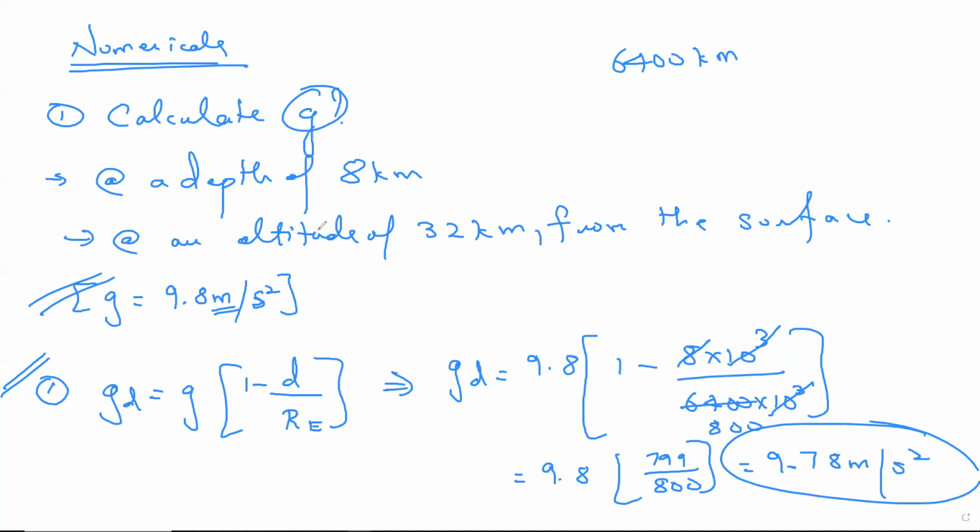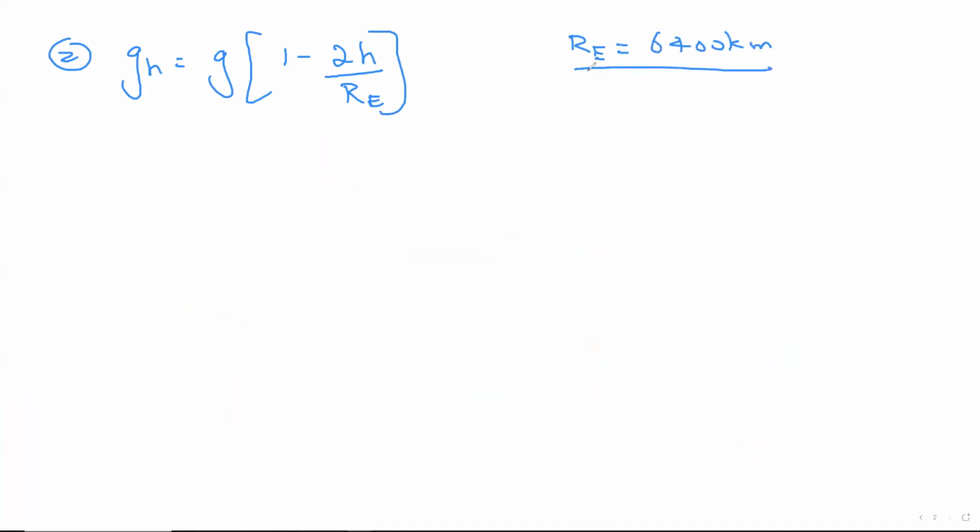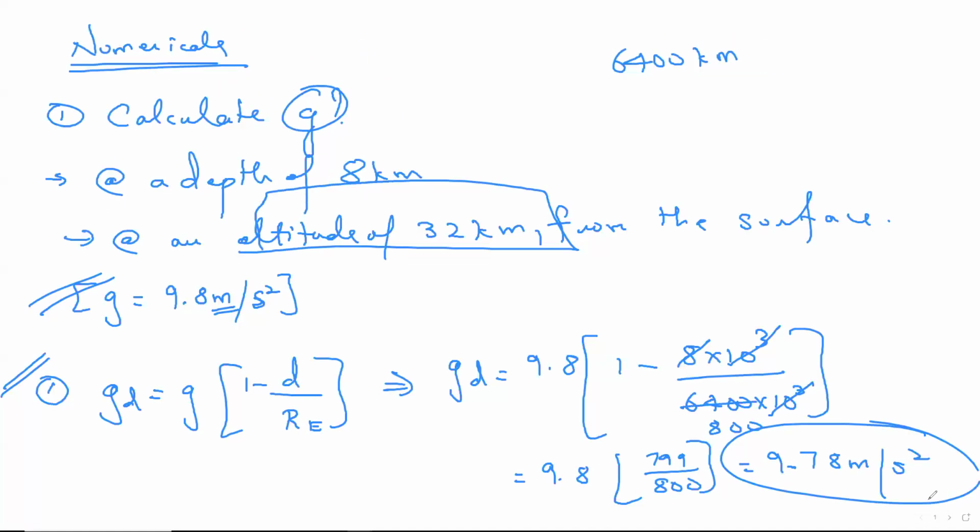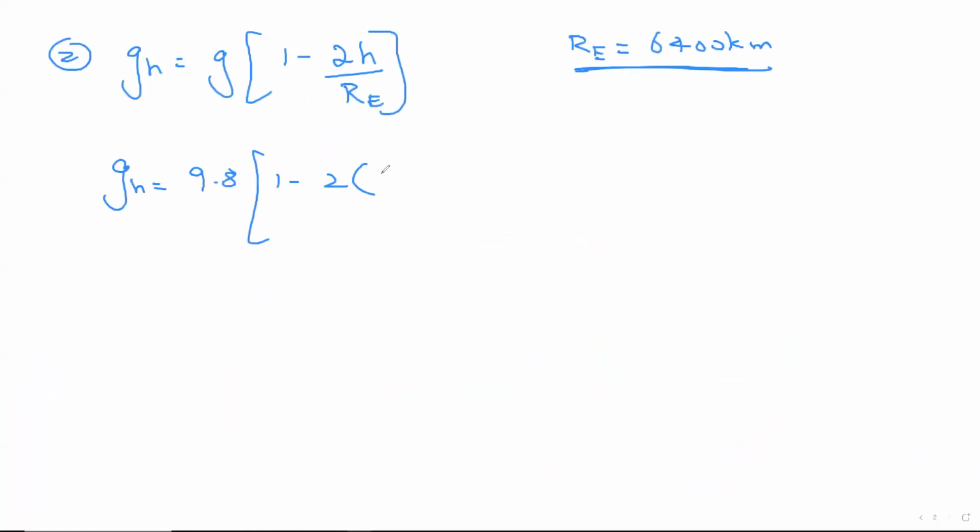Second one, I'm supposed to find at an altitude of 32 kilometers. Altitude meaning height. I'm supposed to use the g_h formula. Very similar formula, but a small change: g_h is equal to g into 1 minus, instead of writing d, we write 2h divided by R_E. That's the only change. Fine. We know the value of R_E, which is nothing but 6,400 kilometers. Please make a note of this and then start off. g_h will be equal to 9.8 as it is, 1 minus 2 into height, in this case 32. Copy the same thing as it is.